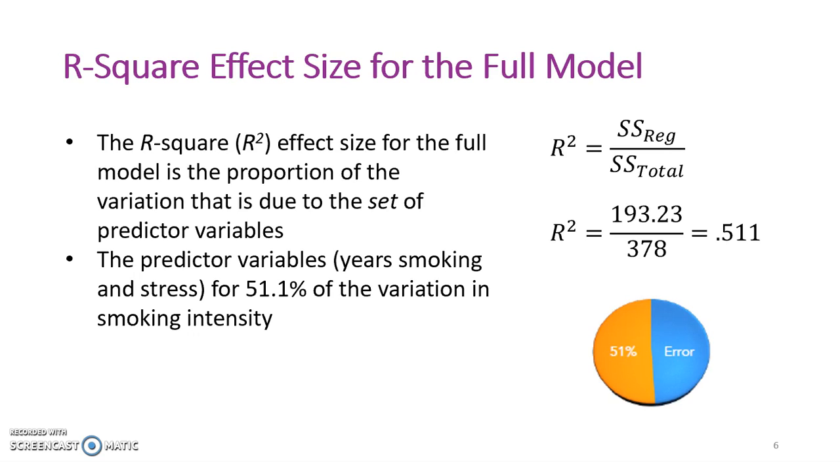Now, the R-square effect size for the full model is the proportion of variation that's due to all of the predictor variables, the set of predictor variables we included in the model. The R-square for this example is 0.511. And so the way we would interpret this is that the predictor variables taken as a set, years of smoking and stress, account for 51.1% of the variation in smoking intensity.